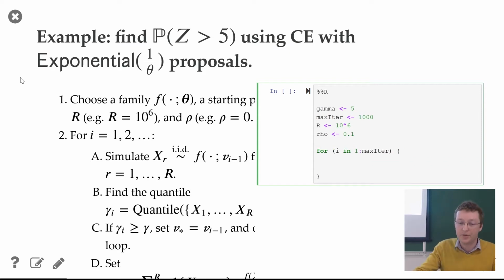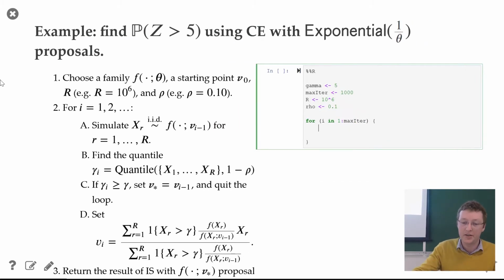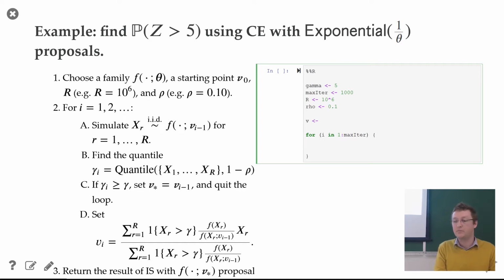And then simulate from the distribution. Sorry, I should have put in our starting point here. So we can just start off with v equals 1, a standard exponential as our first guess. And then, how do we simulate these? In R, that's the rexp function. You say how many you want, and then you put in the rate, where our v is actually the mean, so you go 1 divided by v to get that.